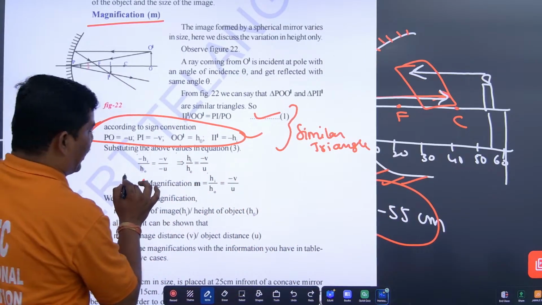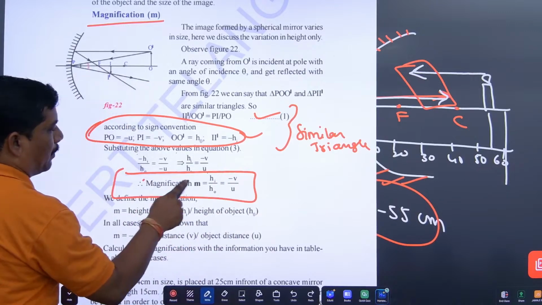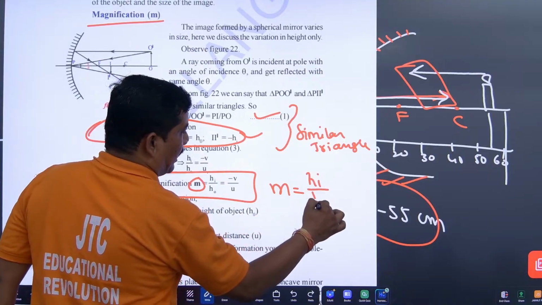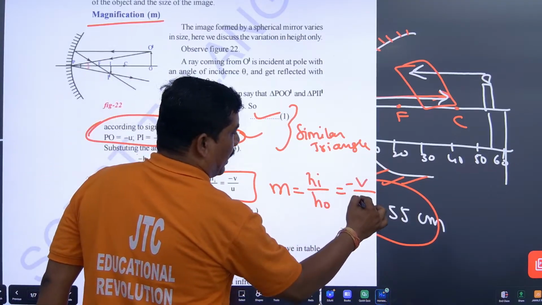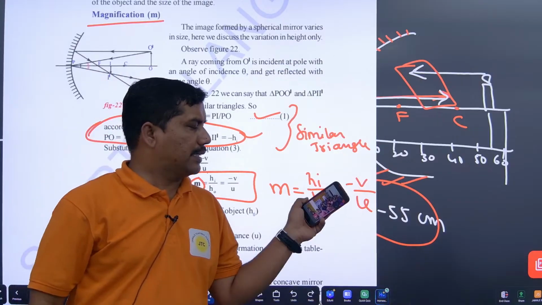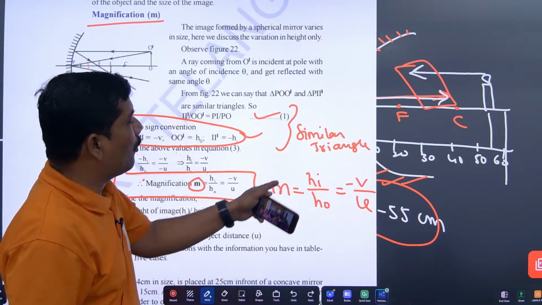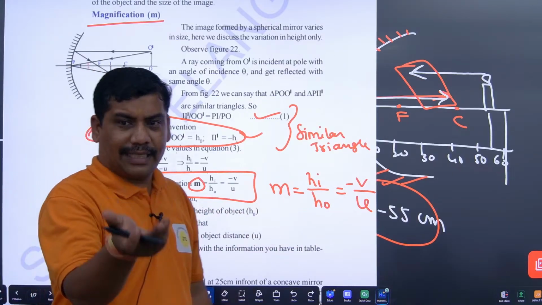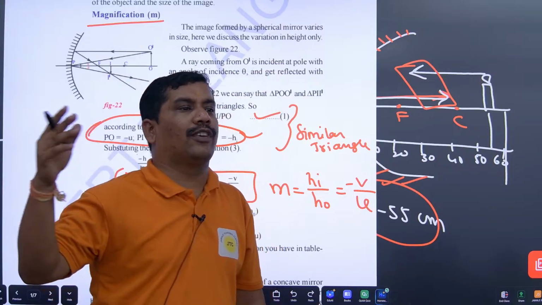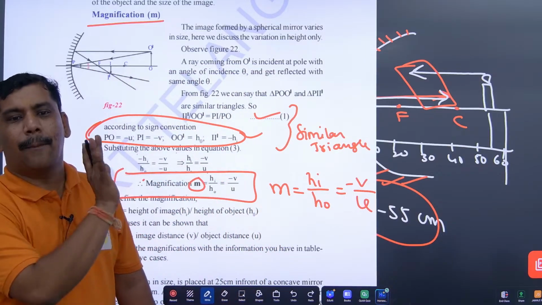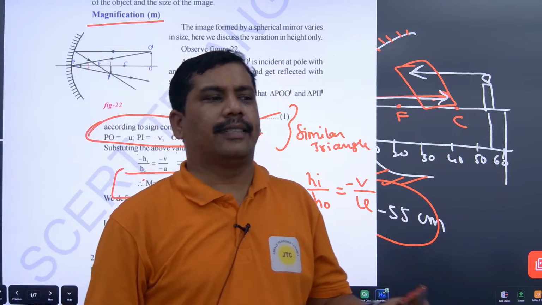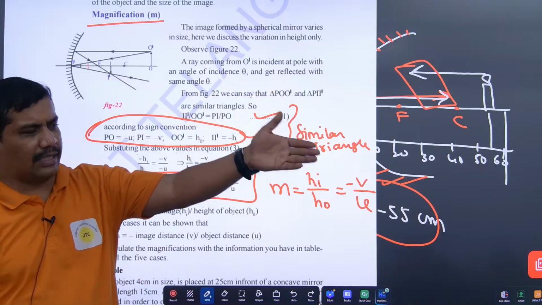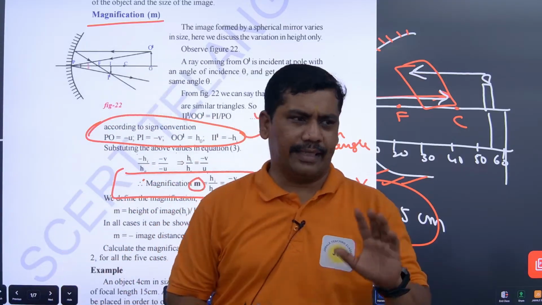Okay, see, magnification is denoted by M, and the formula we can write in two ways: HI by HO or minus V by U. From this itself we can write the definition. HI means height of image, HO means height of object. So the definition: the ratio of height of image to height of object is known as magnification. Understood? It is denoted by small m. This type of definition is already written in our Xerox copies.